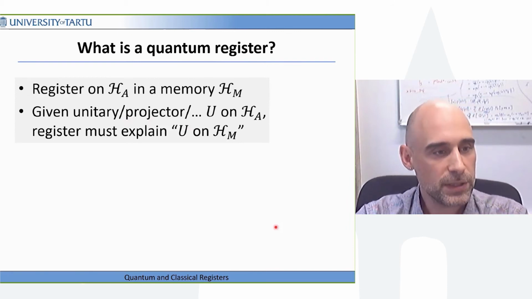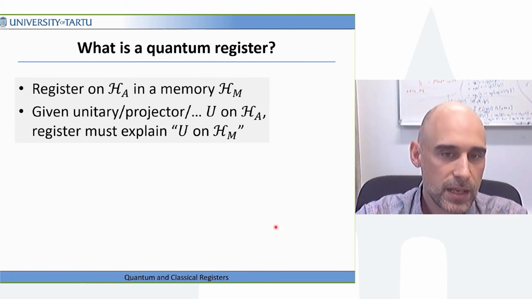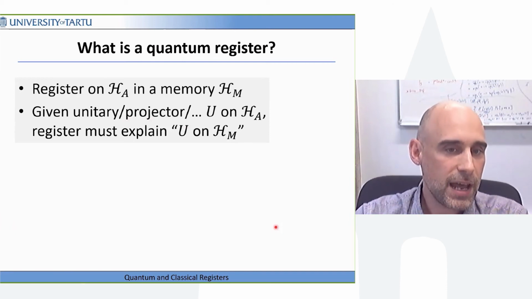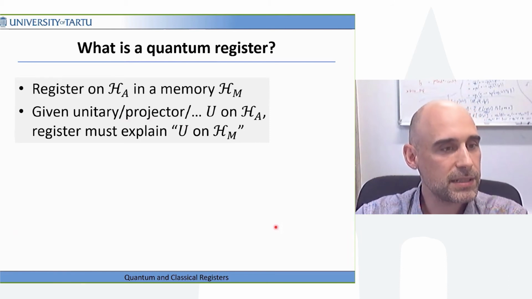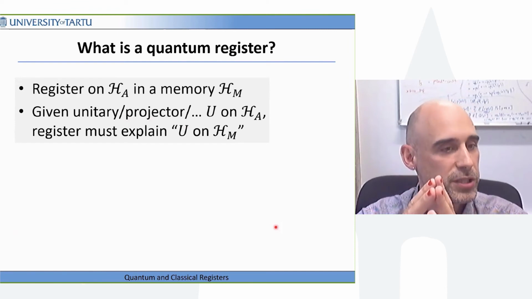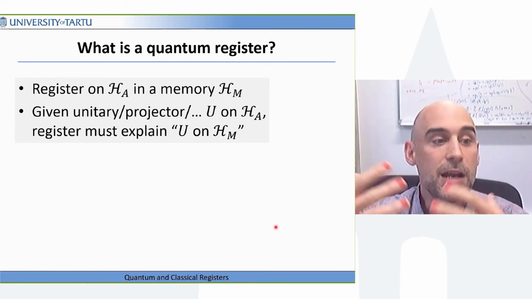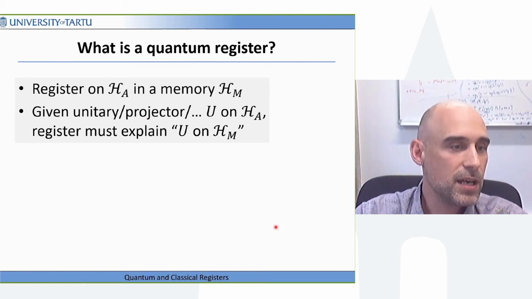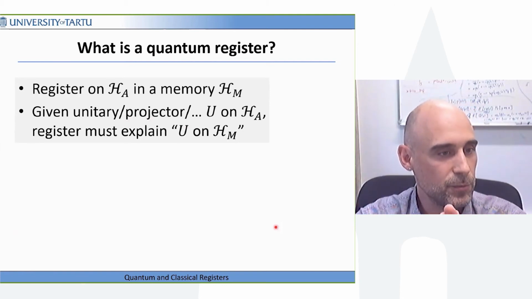So what is a quantum register in our model? A register, probably in any approach, would have some Hilbert space that describes the type of data that this register can contain. And we would probably also have a Hilbert space that determines what kind of quantum system the whole memory is.